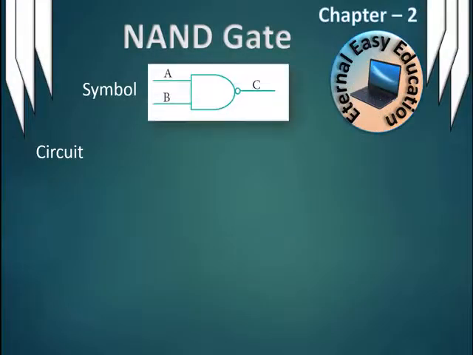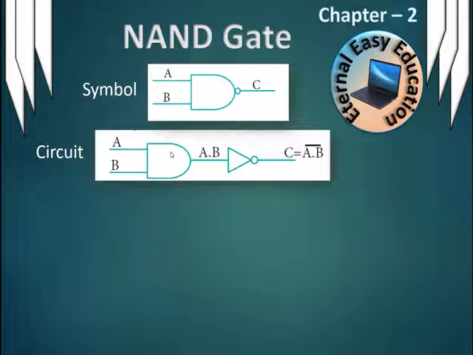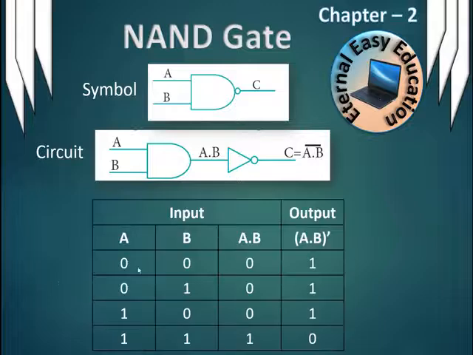First one is the NAND gate. NAND gate means the combination of the AND gate and the NOT gate. So the output of the AND gate is reversed. The output of the AND gate is A dot B, so the two inputs are multiplied. Then the output is reversed to get the NAND gate output.